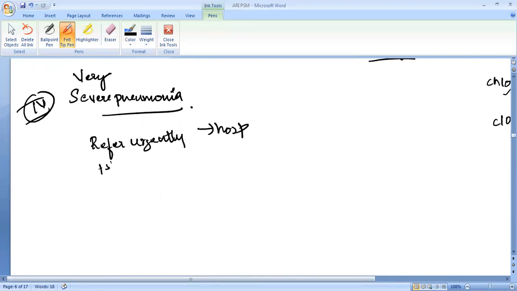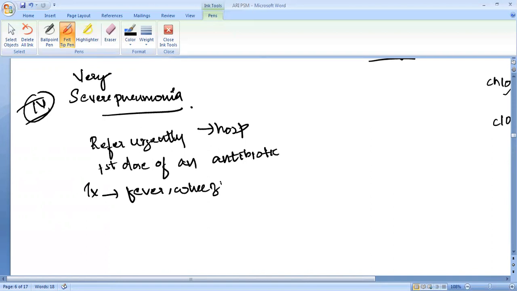Here also we have to start the first dose of an antibiotic. Then we have to treat the associated symptoms, that is we have to treat the fever. We have to treat any wheezing if present. And sometimes the patient may be having other symptoms and may be having cerebral malaria. If cerebral malaria is present, we have to also treat the malaria.